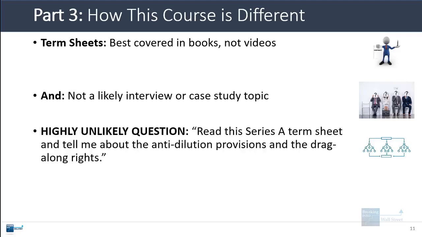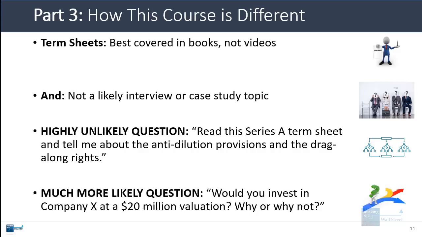So if you go in for an interview, they're not going to say, read this Series A term sheet and tell me about the anti-dilution provisions and the drag-along rights. It's not really something you have to concern yourself with, and it's something you could easily look up and analyze online if you had to. The more likely question is they will give you a description of a company, its market, its financials, and say, would you invest at a $20 million valuation? Why or why not? And that's what we focus on here.